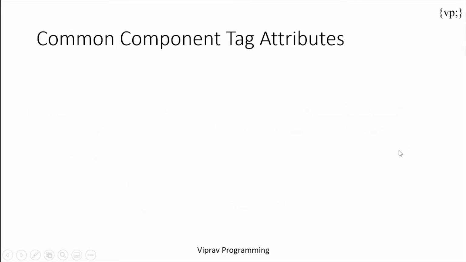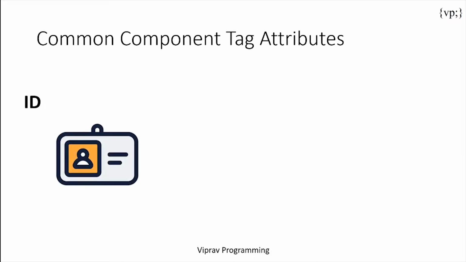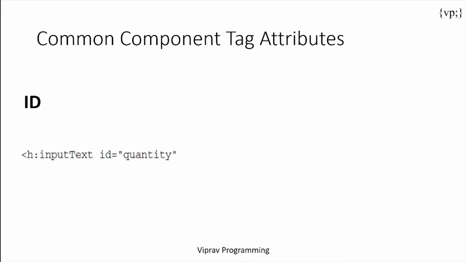Then there are the common component tag attributes. Common component tags have attributes that change the way they're read by the container. An ID can be used when another container or server-side class needs to refer to a component. If you don't create one, then JSF will automatically create one for you. This is represented in code by using id equals whatever you want to put as the ID.